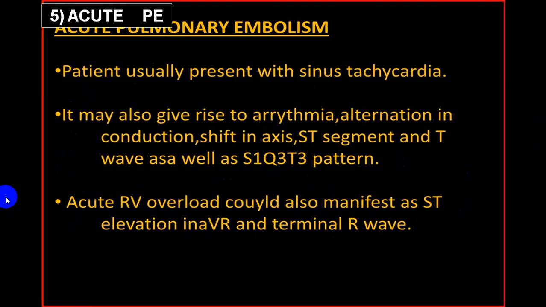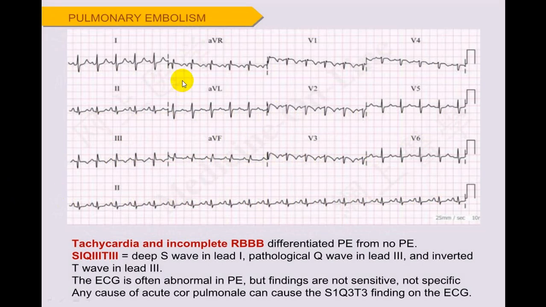We might see some of the ECG. So ST elevation in aVR is in favor. Now if you see here, there is a slight ST elevation and there is a terminal R wave. This is along with the S1, Q3, T3 pattern. If you get an R wave with ST elevation and T wave inversion, it is in favor of pulmonary embolism.